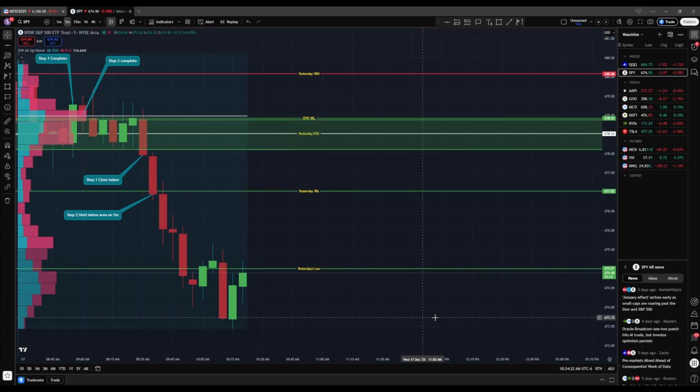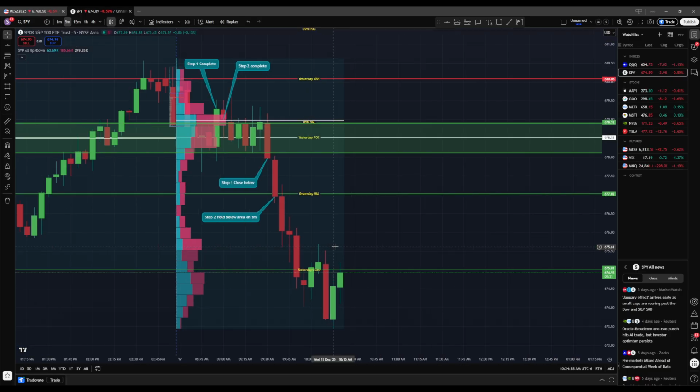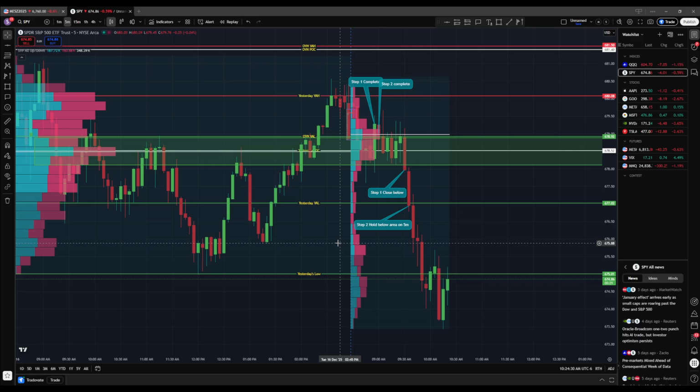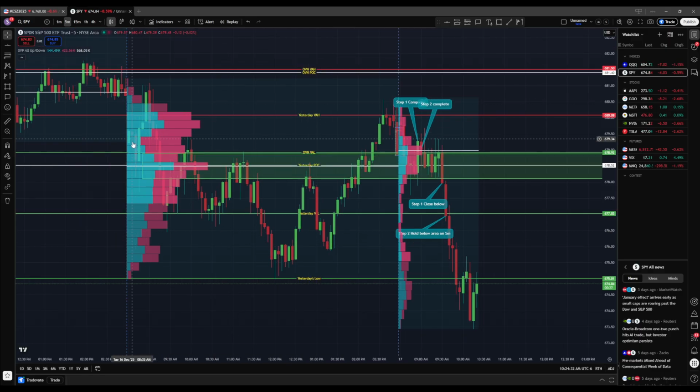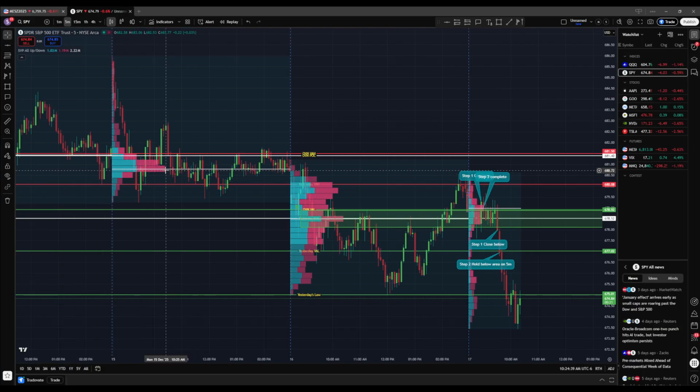Just wanted to show this trade, and if you enjoy this, we've actually been crushing it this week with trades. Just yesterday, caught this trade down back into the value area. On Monday, caught this trade back into the value area.